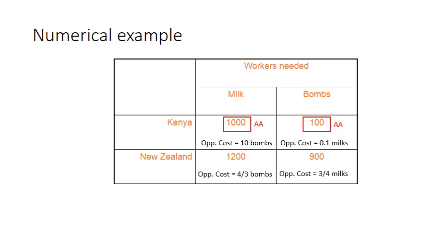The country with the lower opportunity cost in producing milk, well, that's New Zealand. They've only had to give up 4/3 of a bomb, while if Kenya produces milk, they've given up 10 bombs. If we look in terms of bombs, well, here Kenya has given up 0.1 milks, New Zealand's had to give up 3/4 or 0.75 milks, and so the comparative advantage lies with Kenya.